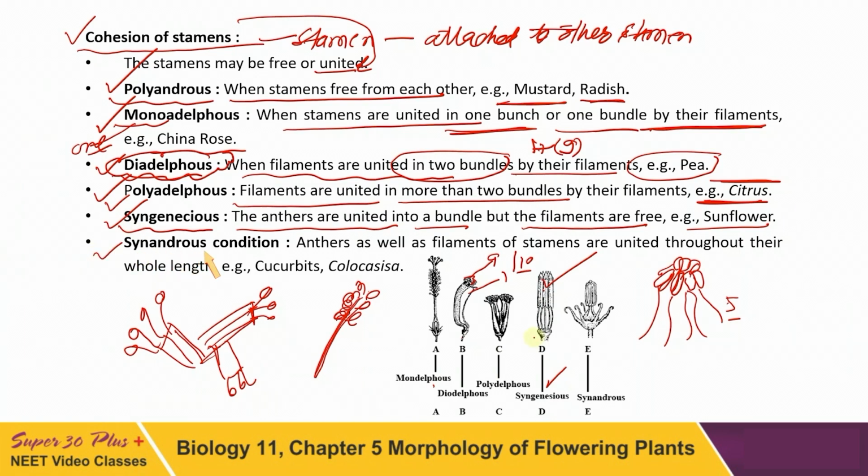Synandrous, as is found in the case of cucurbits and in Colocasia. The anthers as well as the filaments, that is the whole stamen, are fused, united throughout their length, as is found in the case of cucurbits and Colocasia. That is about cohesion of stamens. Okay. Come to the next now.